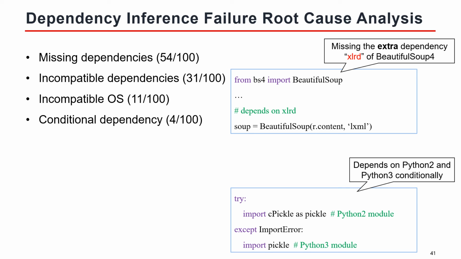And this is an example of conditional dependency. The program conditionally declares its dependencies on standard modules specific to Python 2 and Python 3 in a try-catch block. PyEagle does not consider the context of import statements and cannot find a Python version containing both modules.